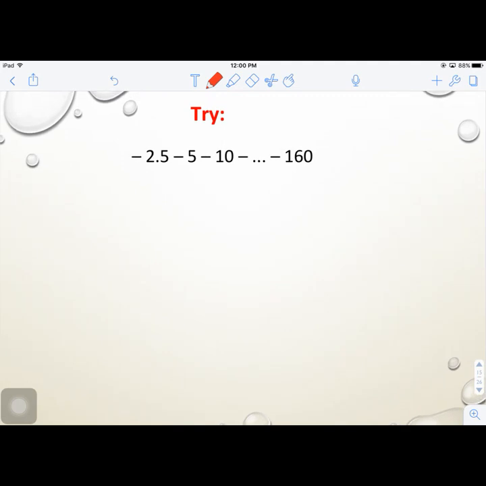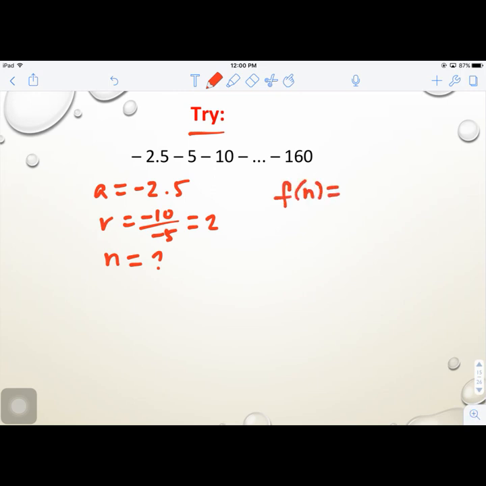Again, this is a try it problem, so make sure you pause and try it before you go on. The first term is a equals negative 2.5. The ratio is negative 10 over negative 5, or 5 over 2.5, either way you're going to get a 2. And then we do not know n, so we need to solve for that. So f of n is equal to the initial value, negative 2.5, times the ratio 2 to the n minus 1. And we're going to let it equal the last term, which is negative 160.